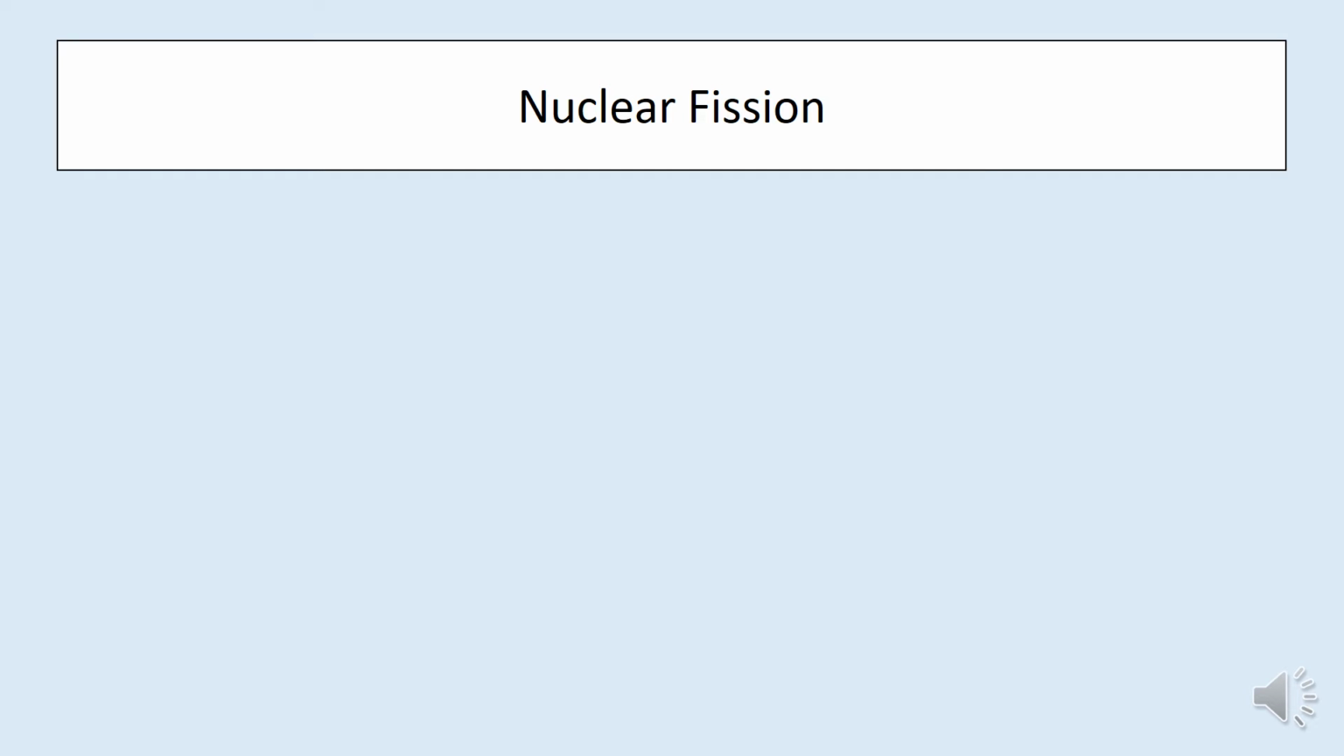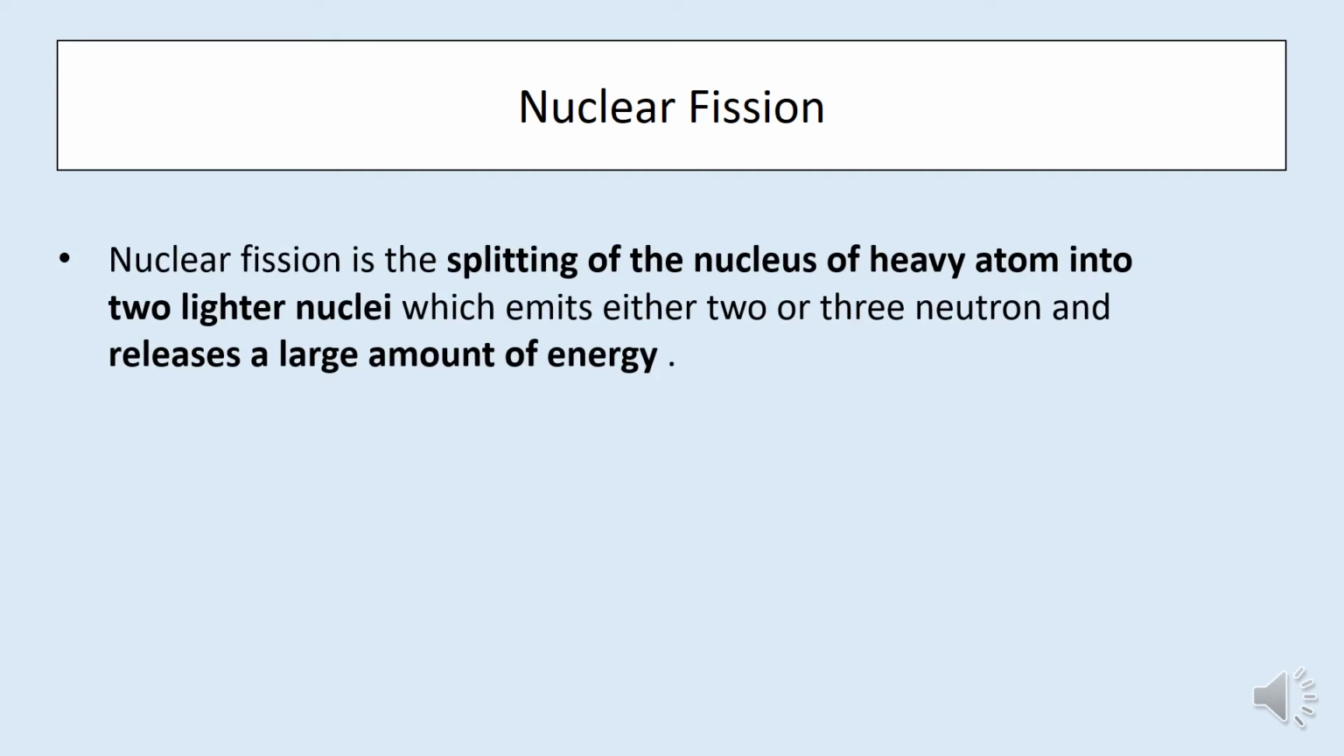The first type of nuclear reaction is nuclear fission. Nuclear fission is the splitting of the nucleus of heavy atom into two lighter nuclei, which emits either 2 or 3 neutrons and releases a large amount of energy. The examples are in uranium and plutonium.